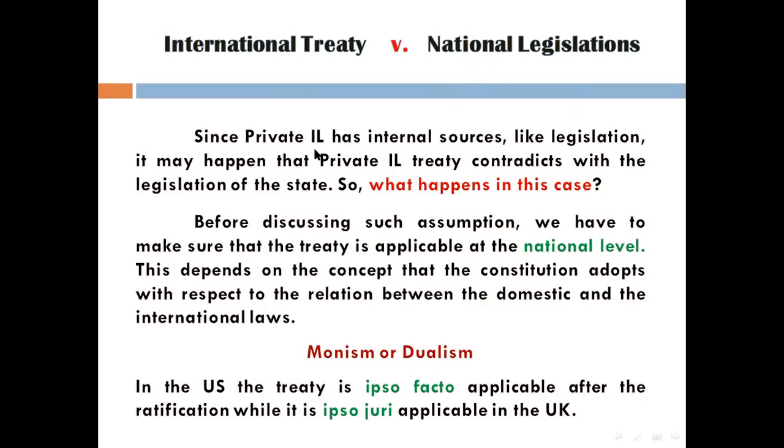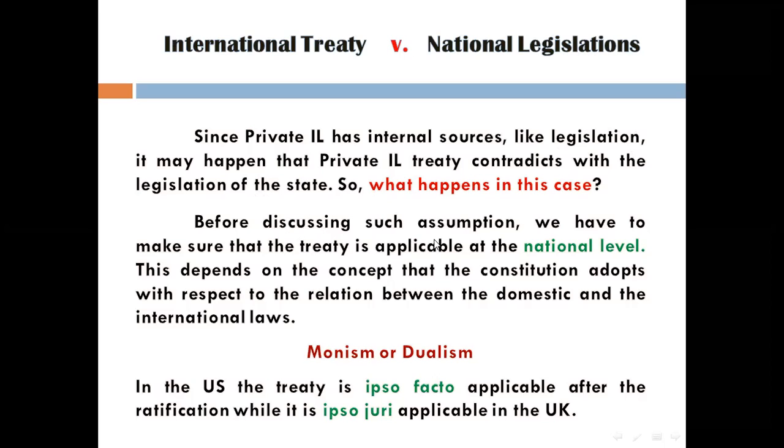Well, since private international law has internal sources like legislation, as I told you before, it may happen that the private international treaty contradicts the legislation of the state. So what happens in this case? Like, there is a legislation regarding nationality and there is a treaty regarding nationality which the state is a party to. So the question here is, if there is contradiction between the private international law treaty and the national law regarding private international law, what happens in this case?